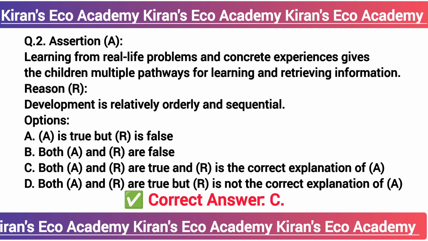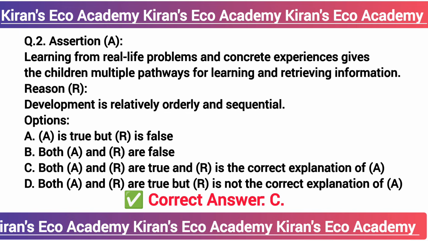And now the relationship between A and R, because development happens in a sequential manner. Children learn better when new knowledge connects to previous experience, and benefit from concrete real life learning that builds step by step understanding. Thus, the reason correctly explains why real life learning provides multiple learning pathways. So both A and R are true and R explains A. So correct answer is option C.